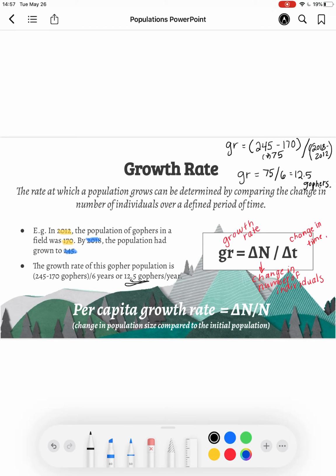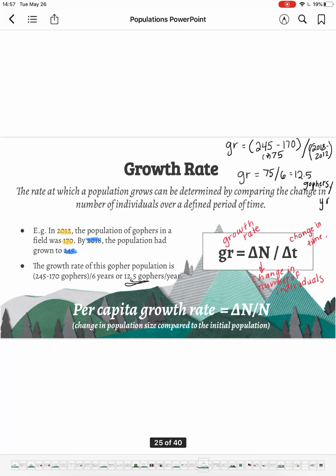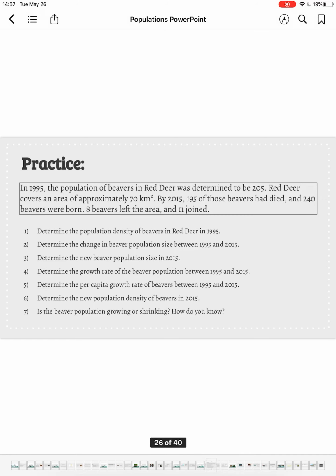So we have 12.5 gophers per year. That's telling us that in 6 years, we averaged about 12.5 gophers extra to the population every year. So that's showing us how much it's growing per year. Okay? So that's another type of formula that you need to know how to use.